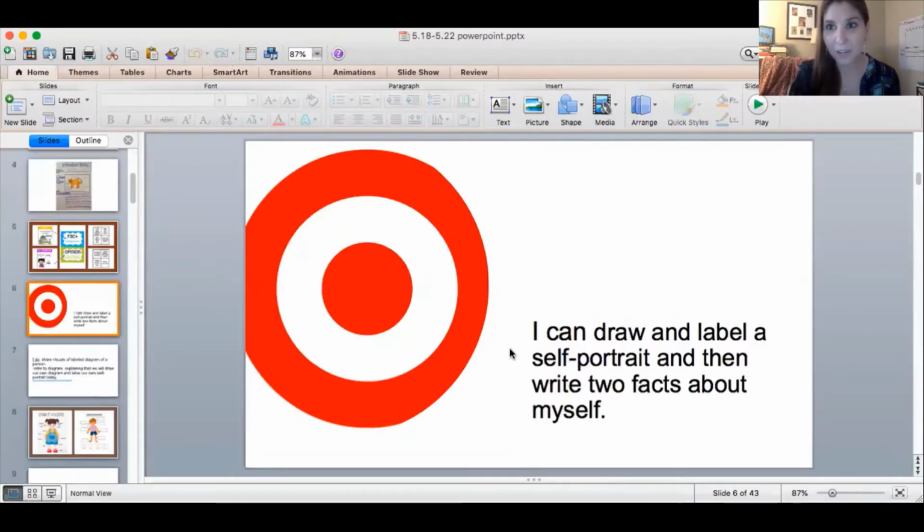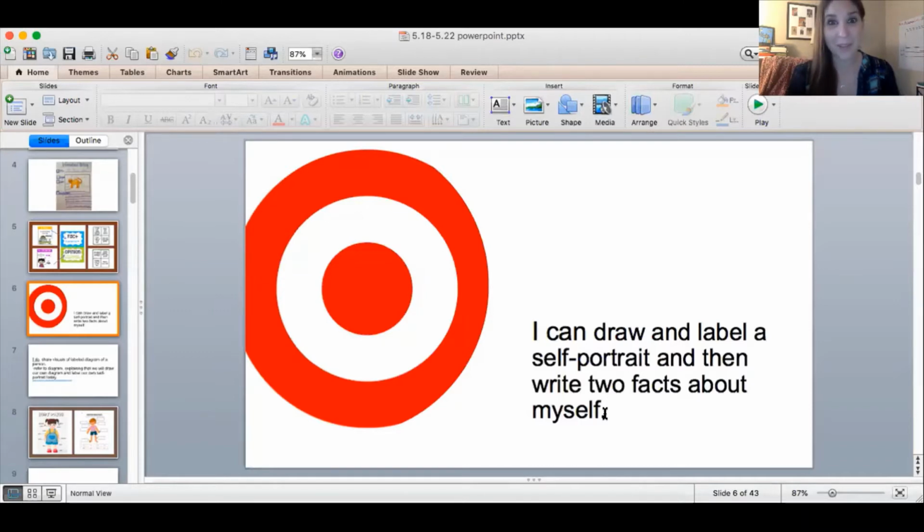So let's read our learning target together. I can draw and label a self-portrait and then write 2 facts about myself. What if someone had no idea what the different parts of the body were? What if they didn't know what these were? What if they didn't know what this was? What if they didn't know what this was? Well, we're going to teach our reader today about the different body parts.